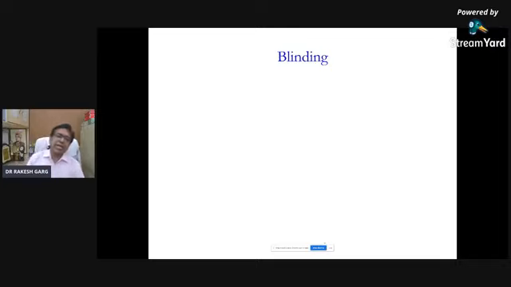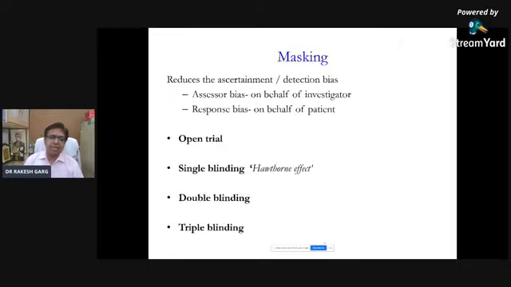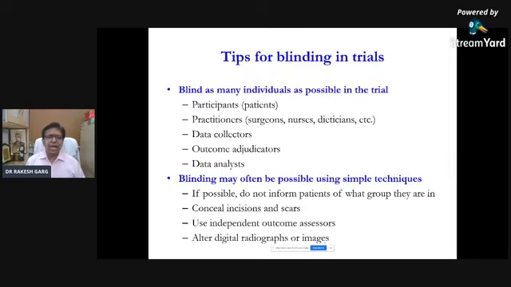Equally important will be blinding, because if you are doing something and you know that the drug has been given to this patient, you can create bias. And that is a very good practice, that you blind whatever possible. We have open trials where we are not able to mask or blind the things, but single blind, double blind, triple blind, these were the terminologies which were being used. But better would be to blind as many individuals as possible in the trial. So if you have multiple interventions, multiple people, multiple steps, try to blind everything.